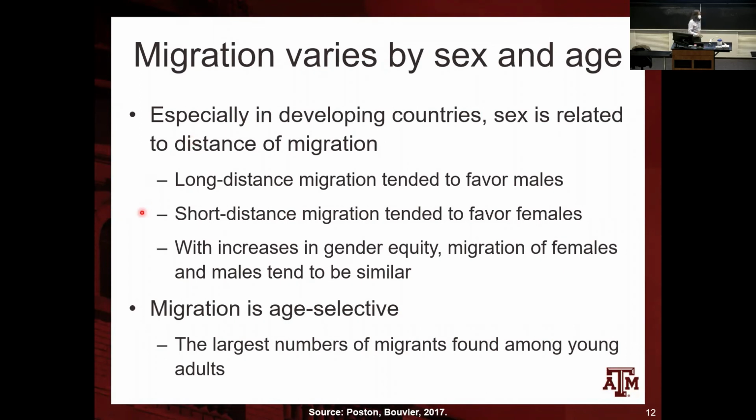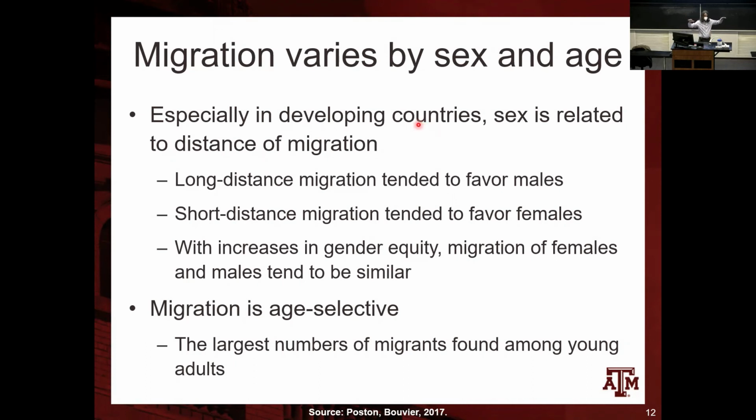And migration also varies by sex and age. Especially in developing countries, sex is related to distance of migration. Usually in developing countries, if you see there is a lot of long distance migration from really far away areas within a country or between countries, usually men tend to migrate more than women. And short distance migration, maybe between a rural and an urban area, they are closer, you usually have higher chances of women migrating short distances. But that all can vary, and that's usually the specific case of developing countries.